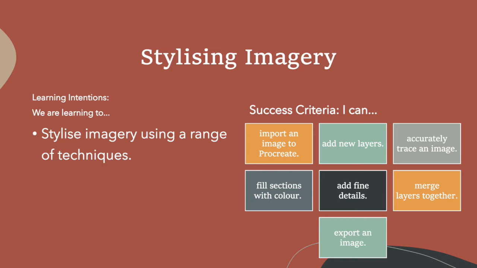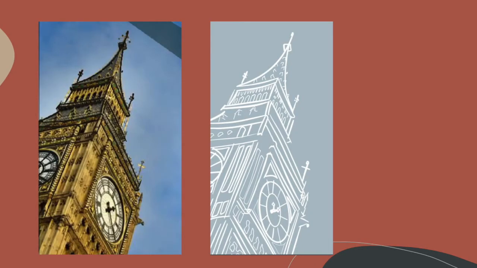Today we're looking at stylising imagery. Our learning intention is we are learning to stylise imagery using a range of techniques. Our success criteria is I can import an image to Procreate, add new layers, accurately trace a layer, fill sections with colour, add fine details, merge layers together, and finally export an image. Let's have a look at what this could look like.